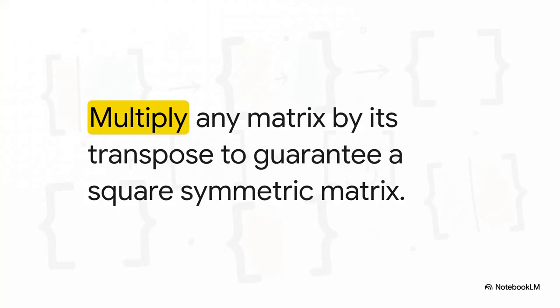But you might be wondering, what if your data isn't naturally symmetric? Well, you can actually force symmetry. By multiplying any non-square matrix by its own transpose, an operation written as A transpose times A, you mathematically guarantee that the resulting product matrix will be perfectly square and perfectly symmetric. This little trick is a foundational step in so many advanced statistical algorithms, like principal components analysis and regressions.